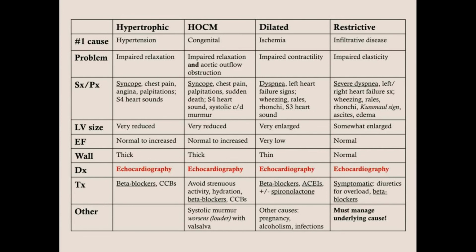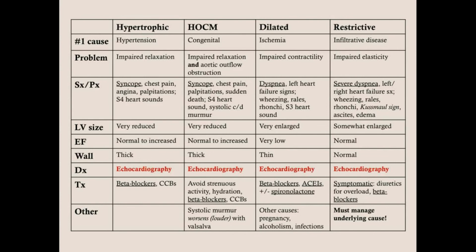With restrictive cardiomyopathy, you're going to have more severe signs, severe dyspnea, right-sided signs, edema, ascites, and then that Kussmaul sign, which is when the patient breathes in, you would normally expect their jugular vein to become less visible, but in the case of patients with Kussmaul sign, it becomes more visible.